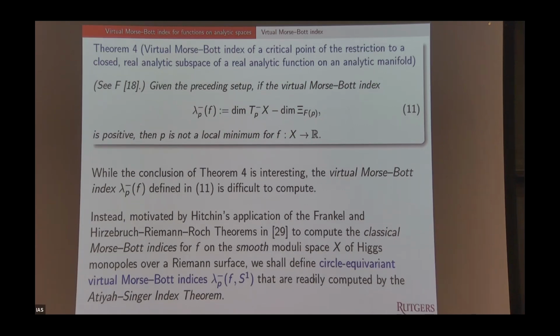So in Hitchin's paper, because he's dealing entirely with smooth manifolds, he noticed that he could apply a Riemann-Roch theorem to compute his classical Morse-Bott index, because all the other terms in his elliptic complex vanished. So then we had the idea, well, maybe some version of Hitchin's method works, even if not all other terms in the elliptic deformation complex vanish. So I'm going to define briefly a so-called circle-equivariant version of this Morse-Bott index, which can be computed using the Atiyah-Singer index theorem.